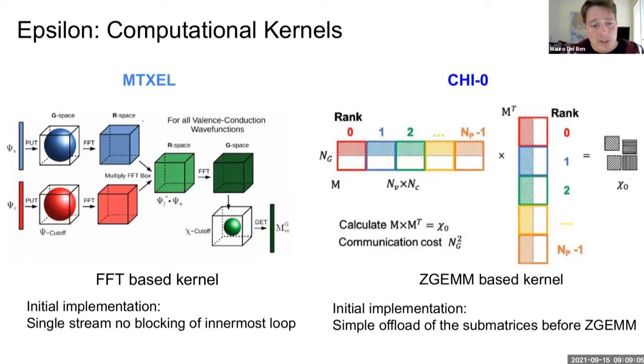We had an initial OpenACC implementation, which is essentially using a single stream for all the kernels, and is also not employing any kind of blocking of the innermost loop.